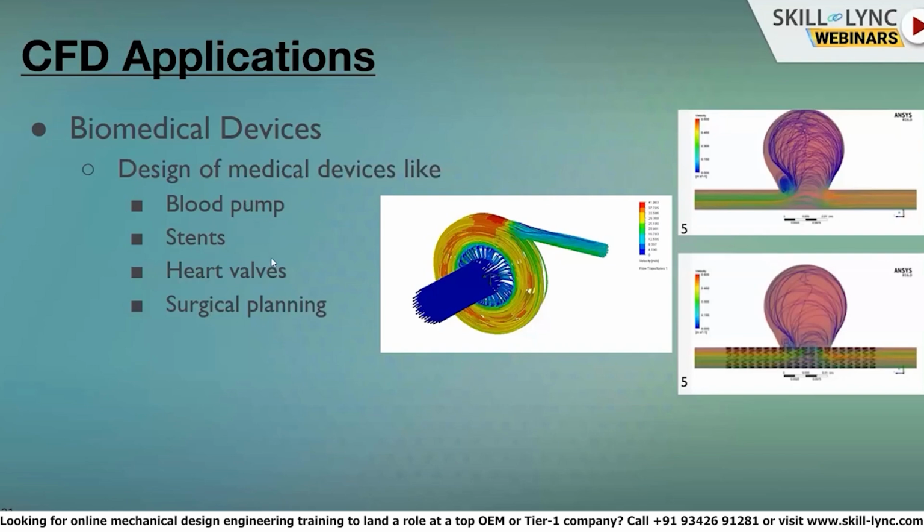So those are the applications, and also the prediction of aneurysms. Somebody will have a cerebral aneurysm. An aneurysm is nothing but, suppose we have a blood vessel, and over a period of time there will be a bulging, as you can see in this figure.